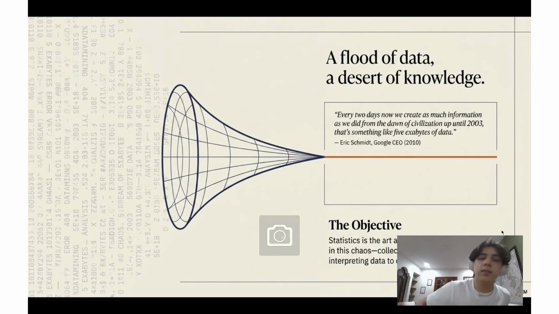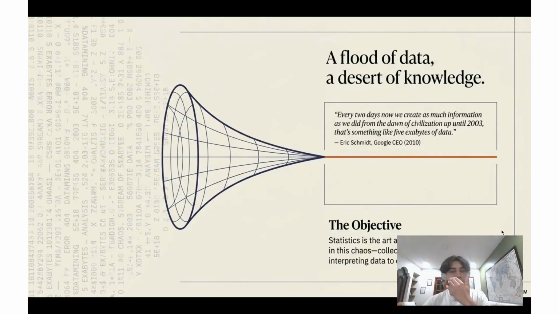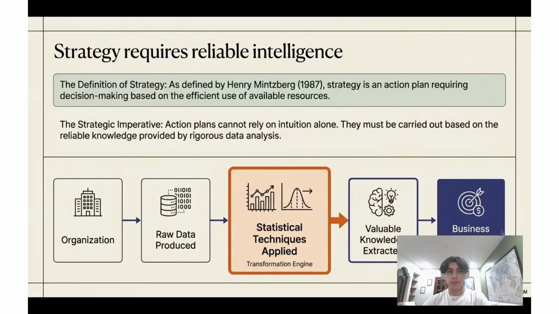I'm going to present the compendium of all the key topics we have been discussing in the class of statistics of business: the collecting, the analyzing, and the interpreting of the data to drive real world action after it. For starters, the definition of strategy is an action plan requiring decision making based on the efficient use of available resources.